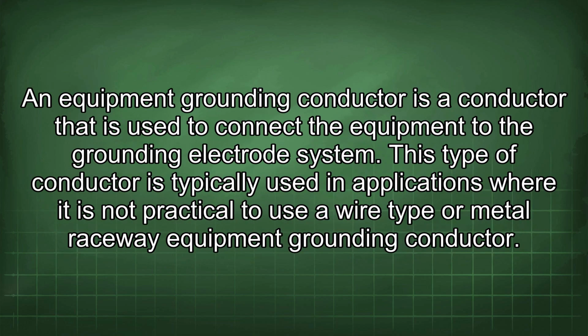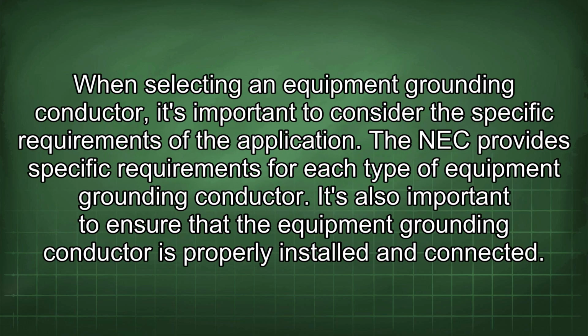An equipment grounding conductor is a conductor that is used to connect the equipment to the grounding electrode system. This type of conductor is typically used in applications where it is not practical to use a wire-type or metal raceway equipment grounding conductor. When selecting an equipment grounding conductor, it's important to consider the specific requirements of the application. The NEC provides specific requirements for each type of equipment grounding conductor.